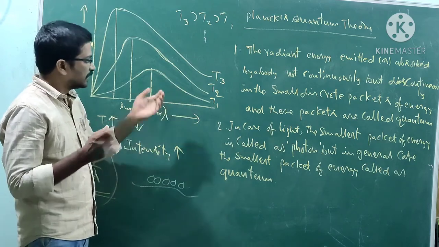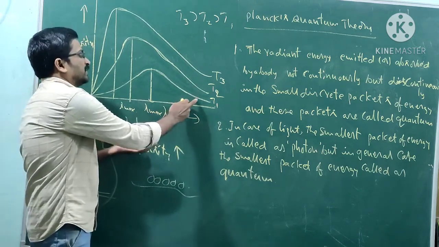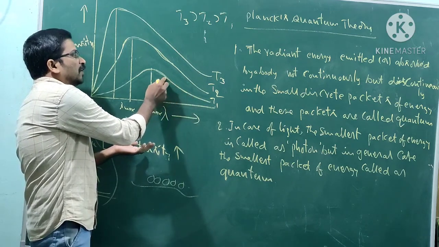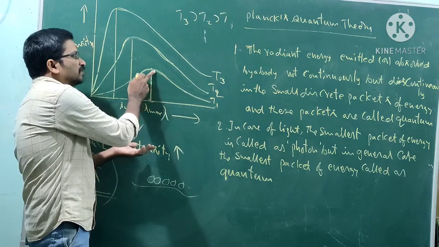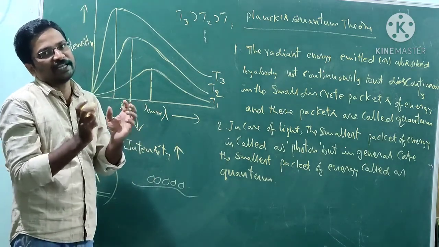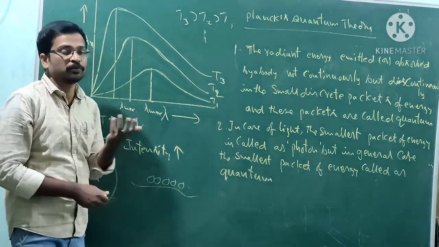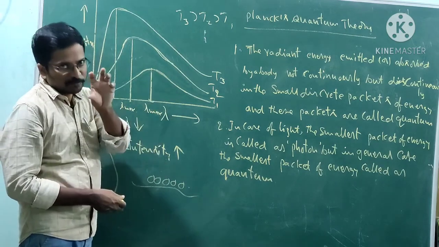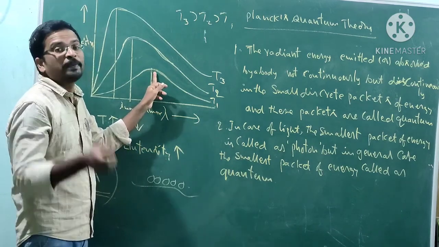If you increase the temperature of a black body from a lower temperature, T1, it can emit the radiation. Whenever intensity increases, the number of packets of energy emitted increases. The number of packets increases, and the energy of each packet also increases. These are two points: the intensity increases because the number of emitted packets increases, and each packet's energy also increases.